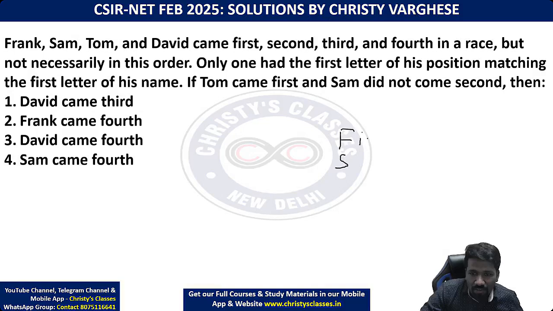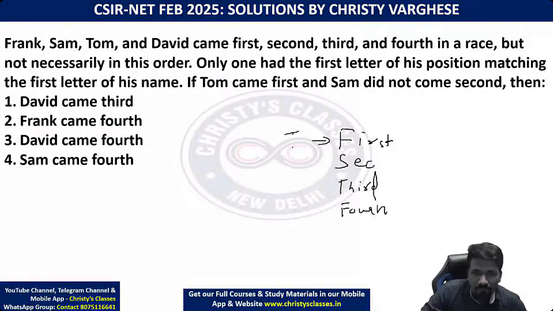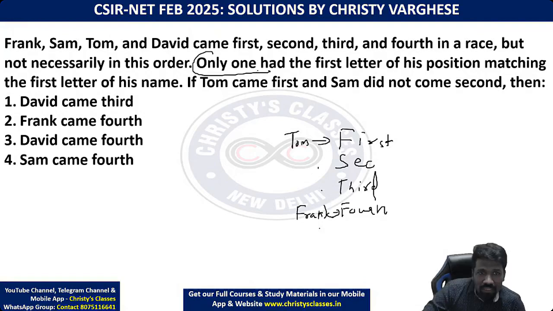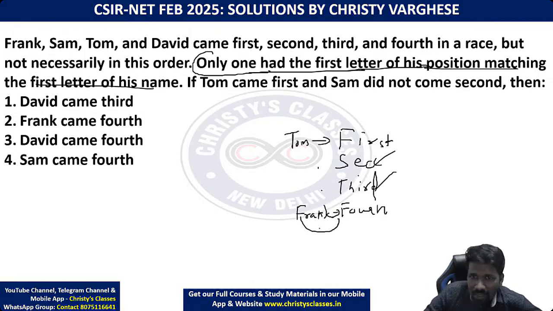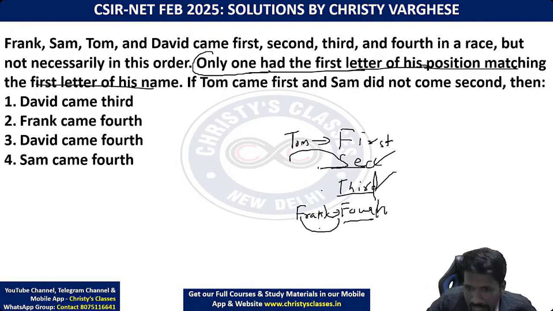First, second, third, fourth. I will use first, second, third to avoid confusion. Clearly the question says Tom came first. Sam did not come second, which means Sam should be third or fourth. But with Sam being fourth, the problem is that Frank cannot be fourth. Frank should be fourth. Why? Because only if Frank is fourth will this sentence be satisfied: only one had the first letter of his position matching with the first letter of his name. F and F match, that is fine. Frank cannot match with third, Frank cannot match with second. As Sam is not on second, S and S also cannot match. S and T, S and F matching is not okay. That is why Frank should be fourth. Frank on fourth is confirmed.